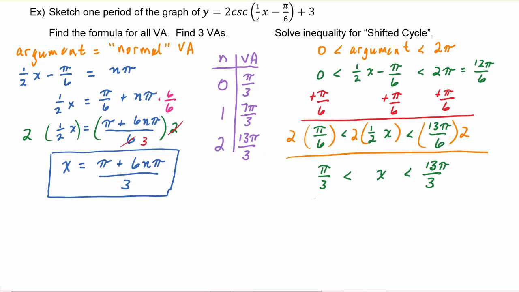Our cycle will start at pi over 3, and we expect that that should be an asymptote, and there it is. And the cycle will end at 13 pi over 3, and we expect that to be the third asymptote, which it is.